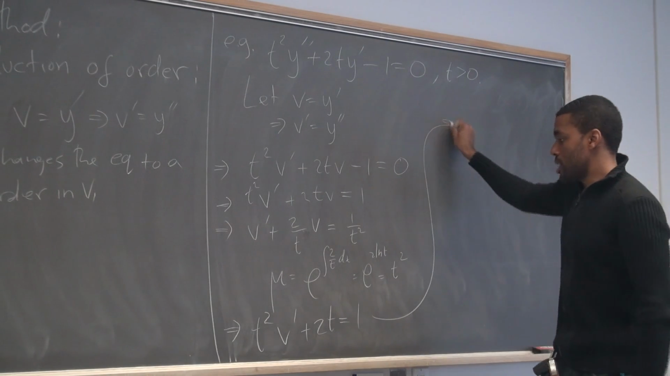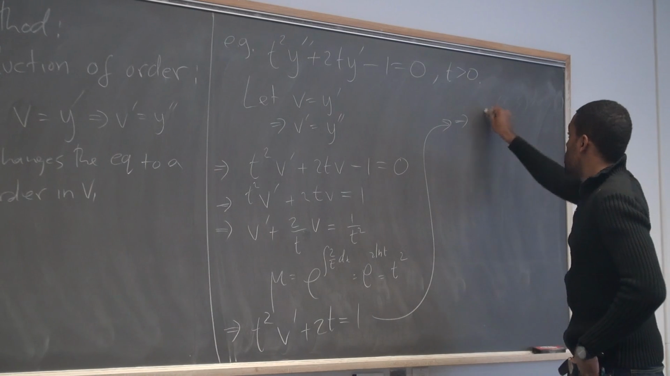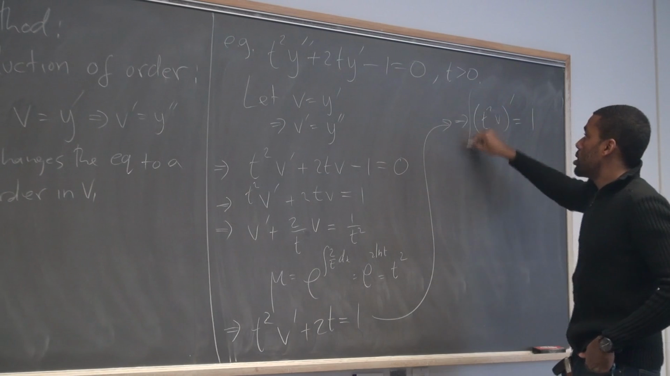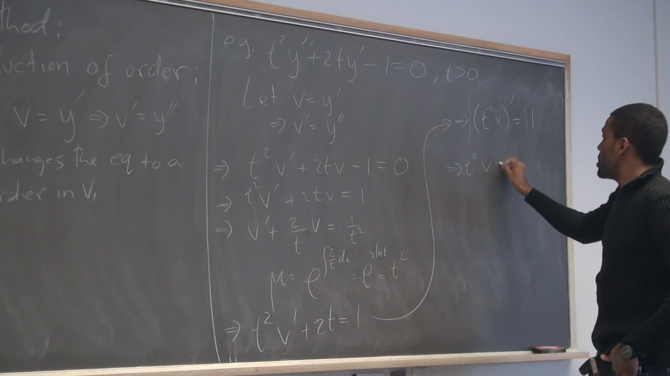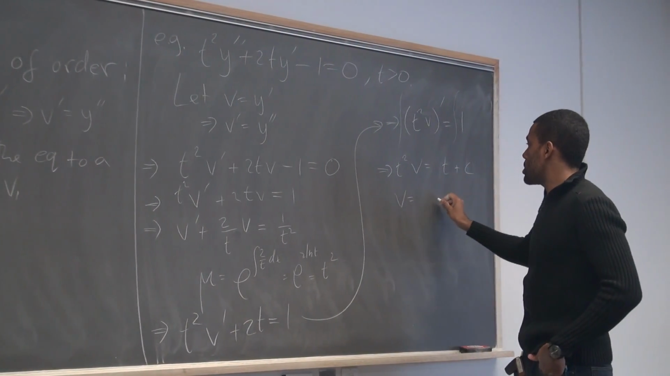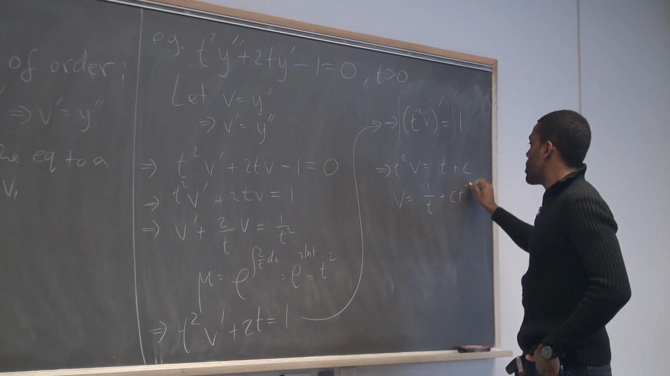Okay, so we pretty much come back to where we were before. The left side was already the product rule. And so this is just t squared times v, all prime, is equal to 1. Integrate both sides. This gives us t squared v is equal to t plus c. This means that v is equal to 1 over t plus c t to the minus 2.